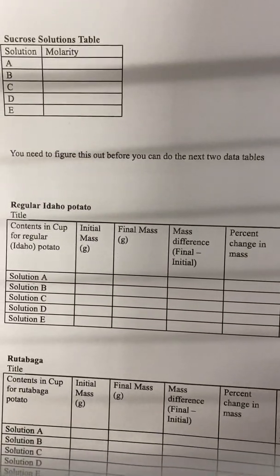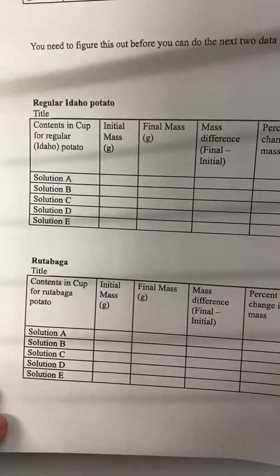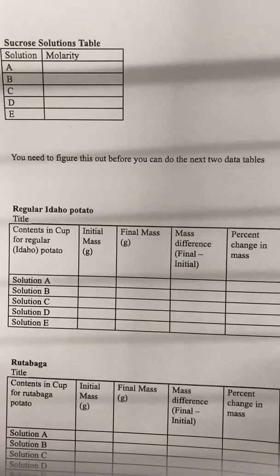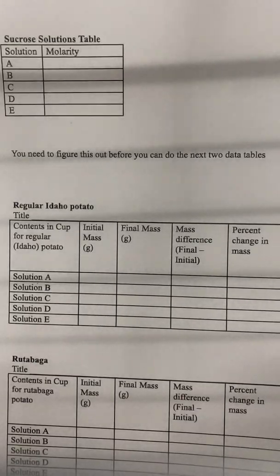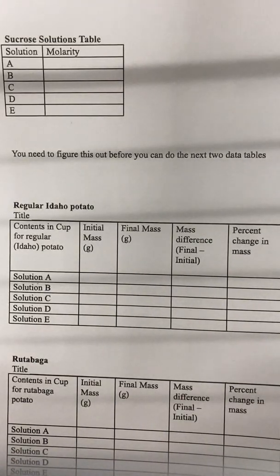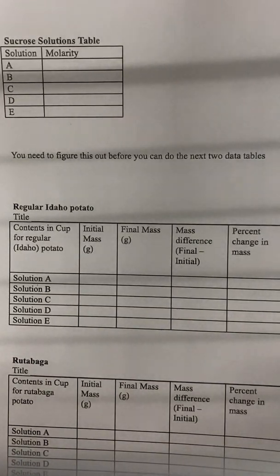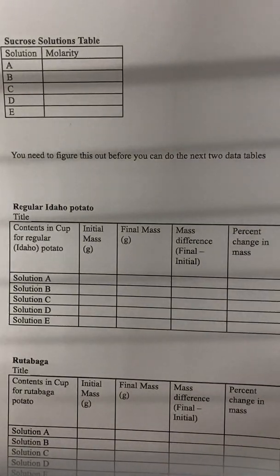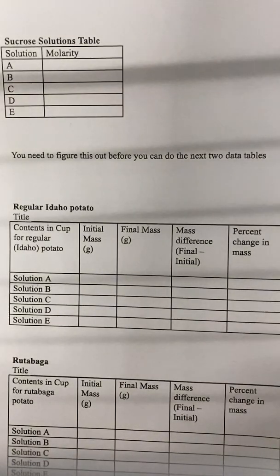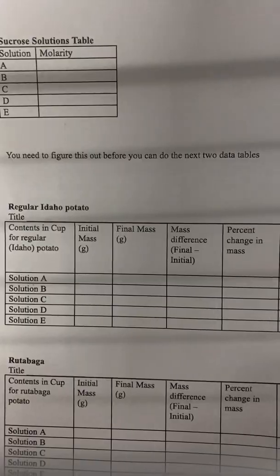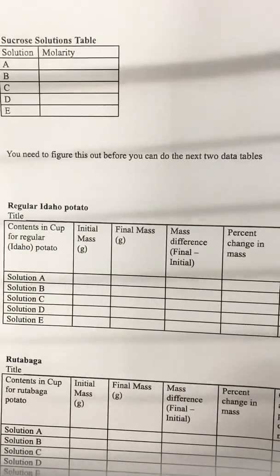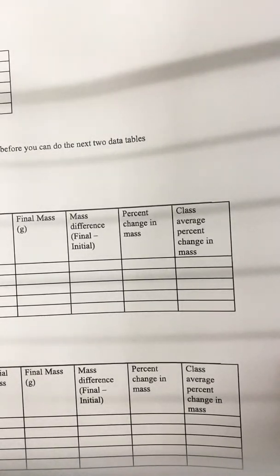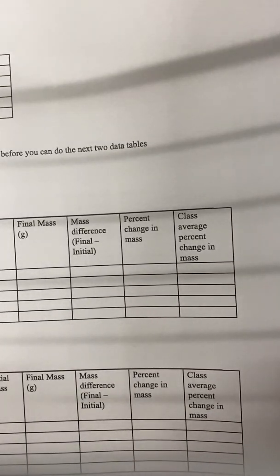Then you have a regular Idaho data table, a rutabaga, and a sweet potato on the next page. If you look at your data table, you need a title for each one, and it says solutions A, B, C, D, E, and you have an initial mass. You need an initial mass of that potato before you put it into the cup. Then when we get the cup out of the refrigerator overnight, which will be a 2-dayer, you're going to get a final mass. You will weigh it, dry it, and weigh it again, get your mass difference, and then percent change in mass. Then we're actually going to get class data and do a class average percent change in mass.